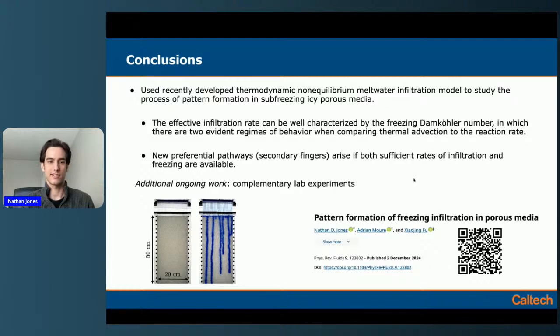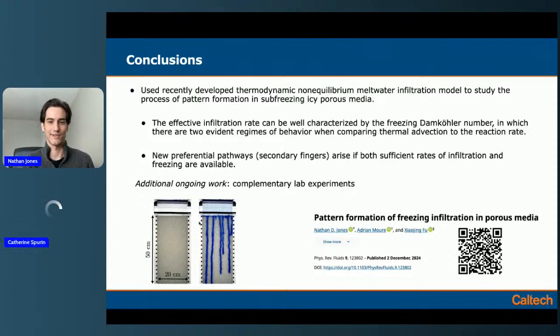But yeah, if you're interested in the work I presented, here's a QR code to our most recent paper that was published last month. Again, I'm tangentially working on lab experiments, but I haven't been able to present those yet. But yeah, I think I'll open it for questions because I'm a minute and a half over.